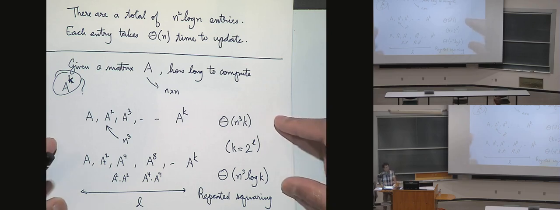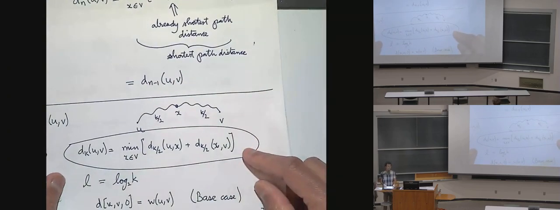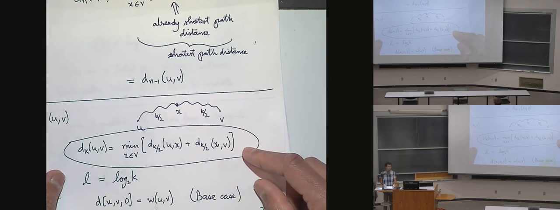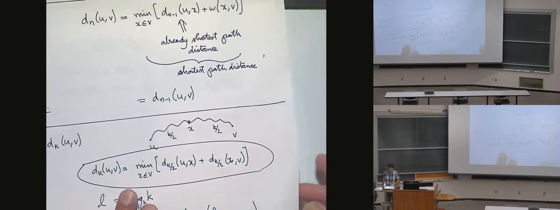So this idea of repeated squaring is really the same thing as what's happening here. There is a way of looking at all pairs shortest path as a matrix multiplication computation, so there's a connection between the two. Questions? Is it clear?